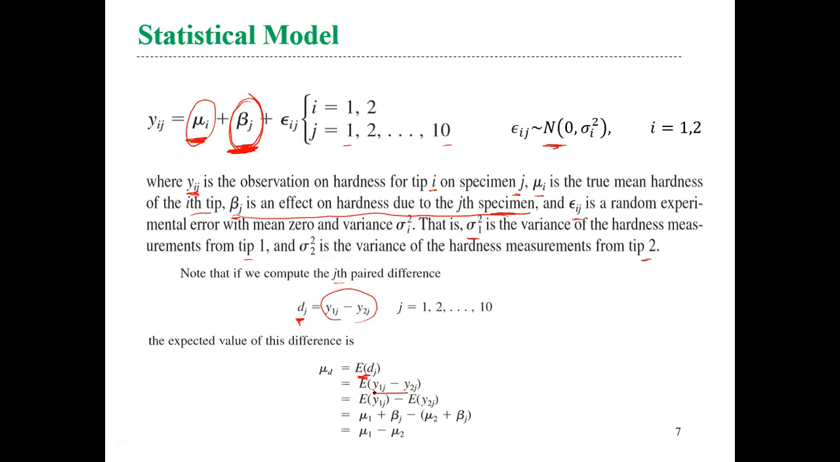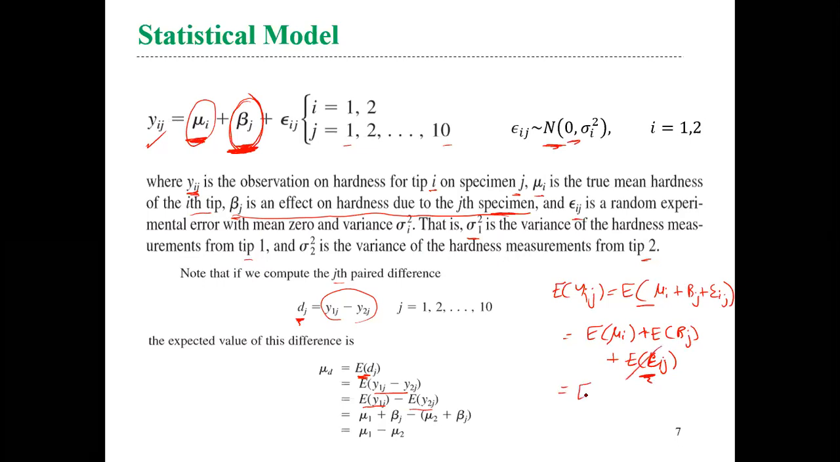So take the expectation of y1j minus the expectation of y2j. It gives me expectation y1j minus expectation y2j. What is the expectation of this guy? In general, the expectation of yij equals the expectation of mu i plus beta j plus epsilon ij. This equals the expectation of the first term plus the expectation of the second term plus the expectation of the third term, epsilon ij. The expectation of this guy is 0.